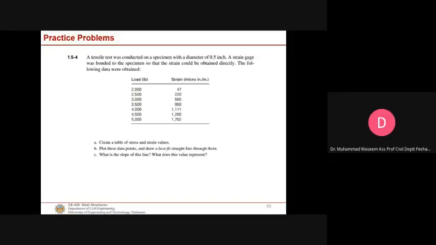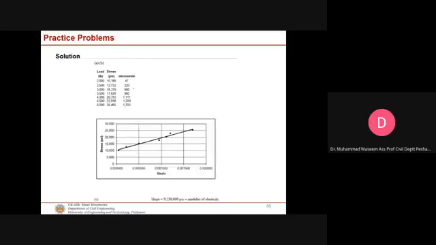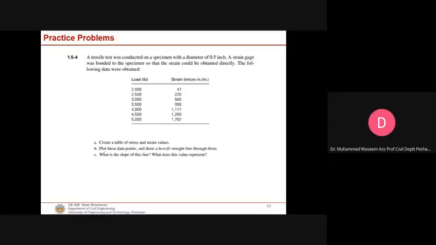And if you divide that load by the area, you will get the stress. And we already have strain. So you can convert this load table into strain like this. What else is it asking you? It is asking you to plot these data points and draw the best fit straight line through them.